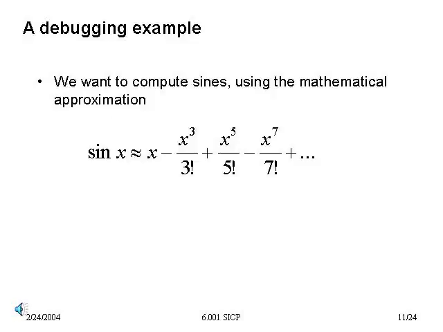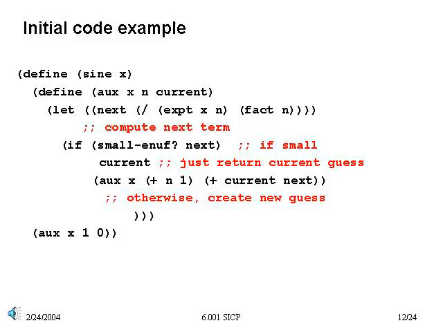Let's use an example of a debugging session to highlight these ideas. This will be primarily to fix a structural error, but we'll see how the other tools come into play as we do this. Suppose we want to compute an approximation to the sine function. Here's a mathematical approximation that will give us a pretty good solution. Let's try coding this up.